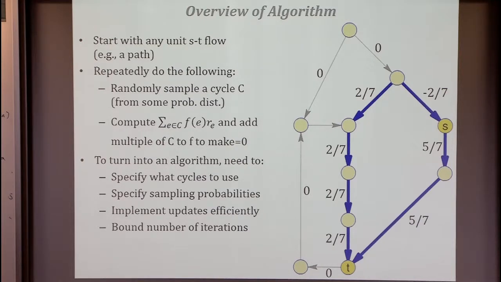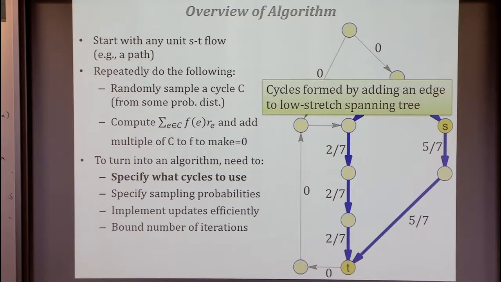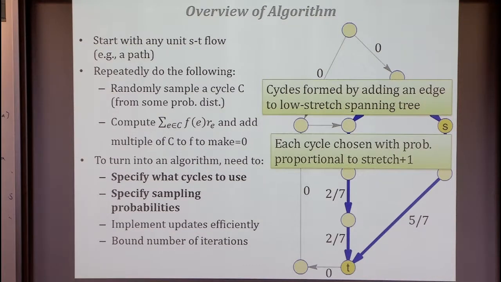And then the last thing I need to do is convince you that you don't need to do this too many times. So to put the whole talk into 4 bullet points, the cycles we use are going to be the cycles formed by adding an edge to a low stretch spanning tree. I'll do these all in more depth. The sampling probabilities: I'm going to sample each cycle with a probability proportional to the stretch plus 1. The plus 1 means essentially you're counting the edge too, so it's the total length of the cycle.